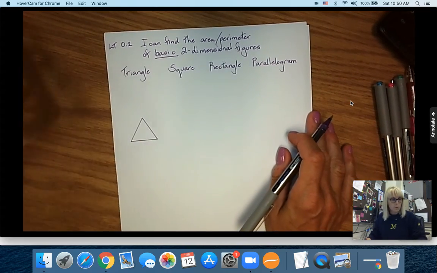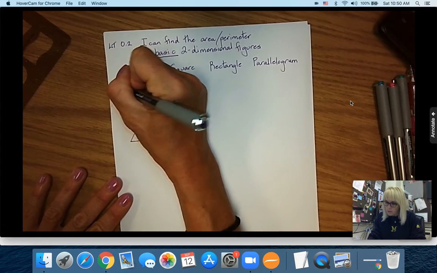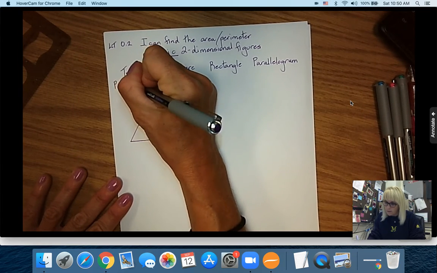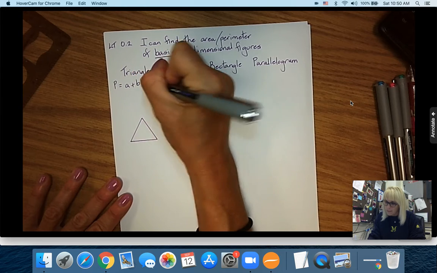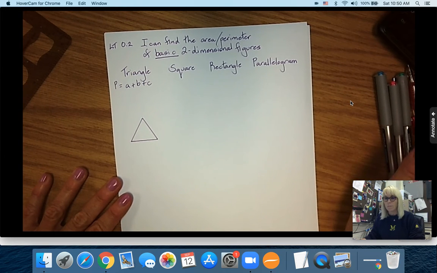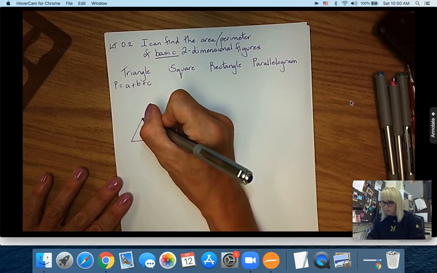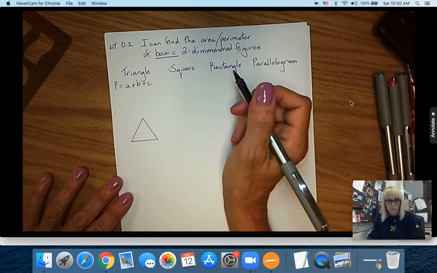Okay, so for a triangle, we have three different sides. For the perimeter, we would just add the three sides together, A plus B plus C. Sometimes the three sides will be the same, sometimes they won't. But whatever the three sides are, we are going to add them together. This plus this plus this will give us perimeter.